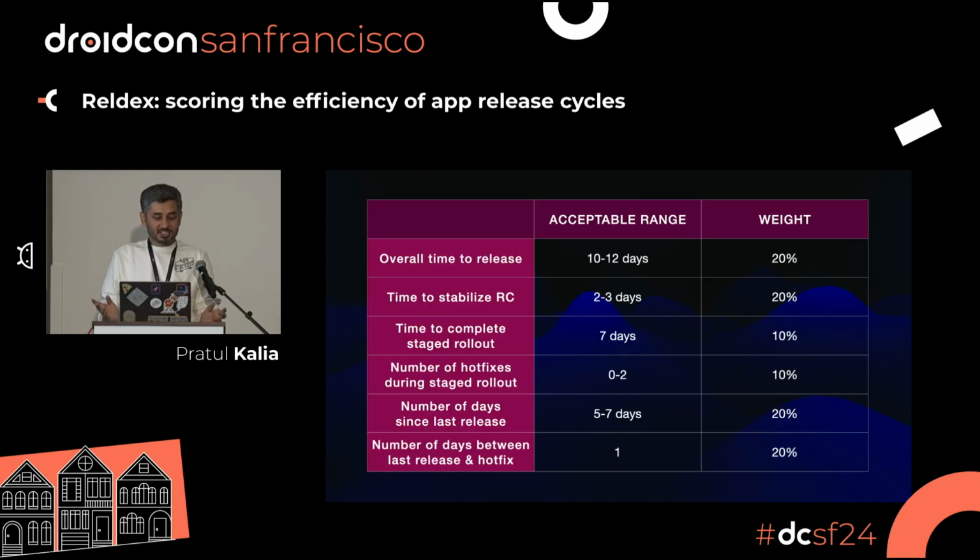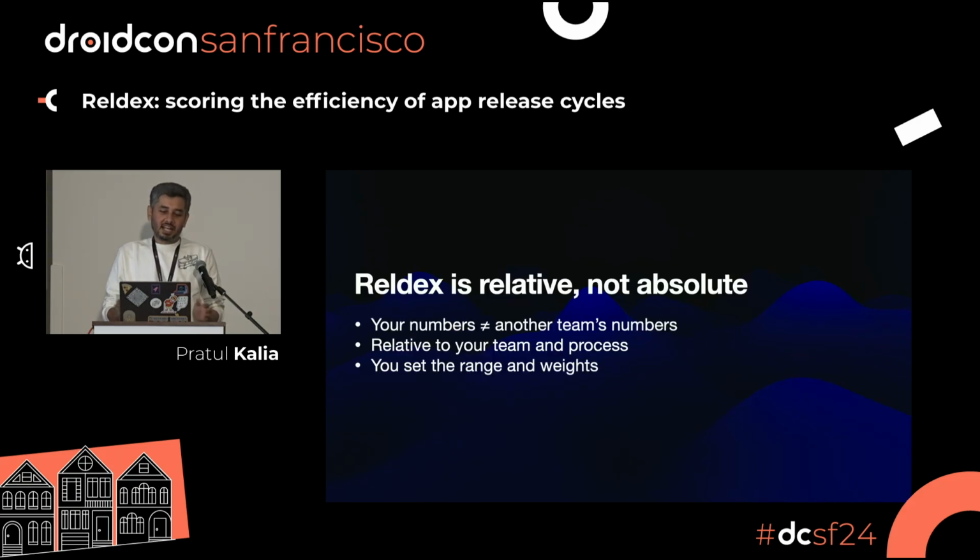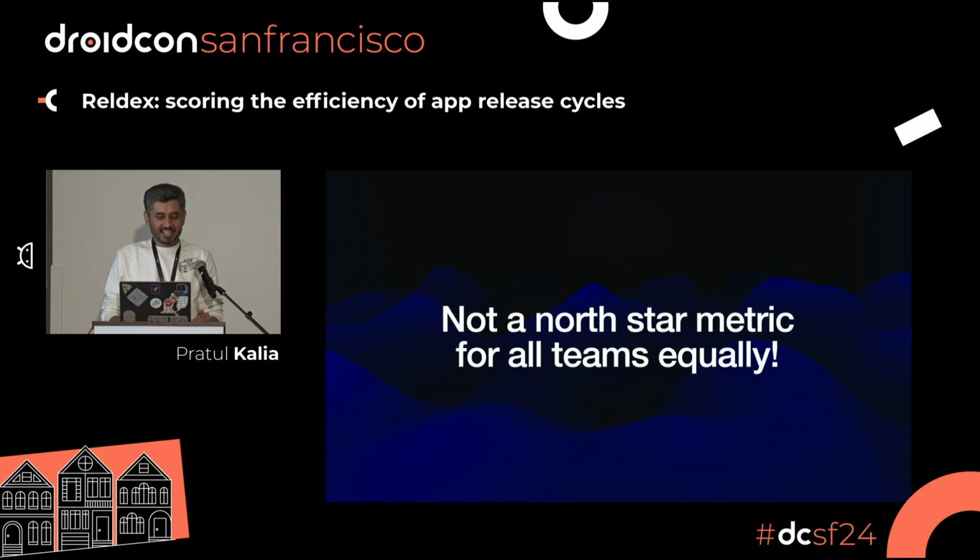Here is a full list of range and weight for each metric, but Reldex is, of course, relative. It is not absolute. Your numbers are not another team's numbers because the numbers that work for a large team, probably do not work for a small team, right? So they can look different. It's important to note that Reldex is relative to your team and your process because you set the range and the weights. It is not a North Star metric that all teams must equally shoot for.